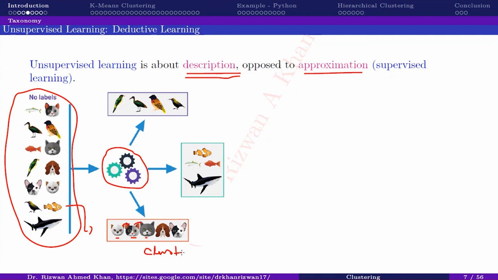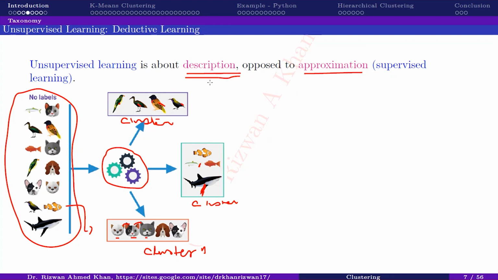So let's say this is cluster one. If the shape includes some kind of feathers, this is cluster number two. Still, we don't know the labels. We'll just say cluster one, cluster two, without labeling. And if they have fins, fins are specific to creatures that are underwater, so they are in cluster three. So this is how unsupervised machine learning is trying to describe the data.